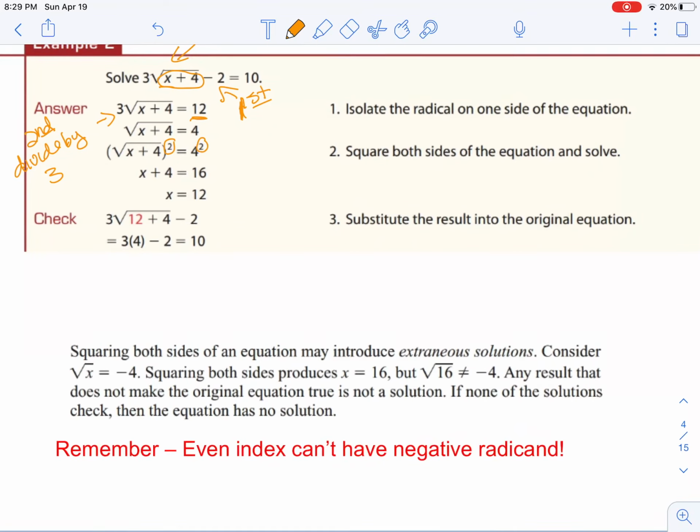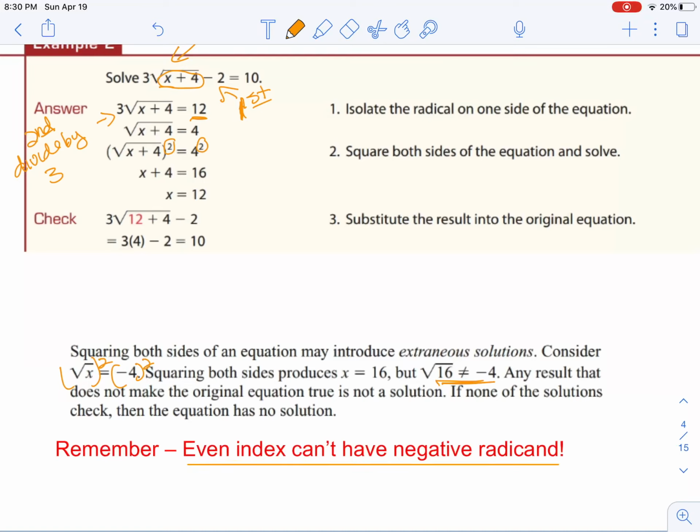Look down here in this box. It says squaring both sides of an equation may introduce extraneous solutions. Consider that the square root of x equals negative 4. Squaring both sides produces x equals 16, right? But the square root of 16 doesn't equal negative 4. Any result that does not make the original equation true is not a solution. So if none of the solutions check, then there is no solution. Remember, even indexes cannot have a negative radicand.